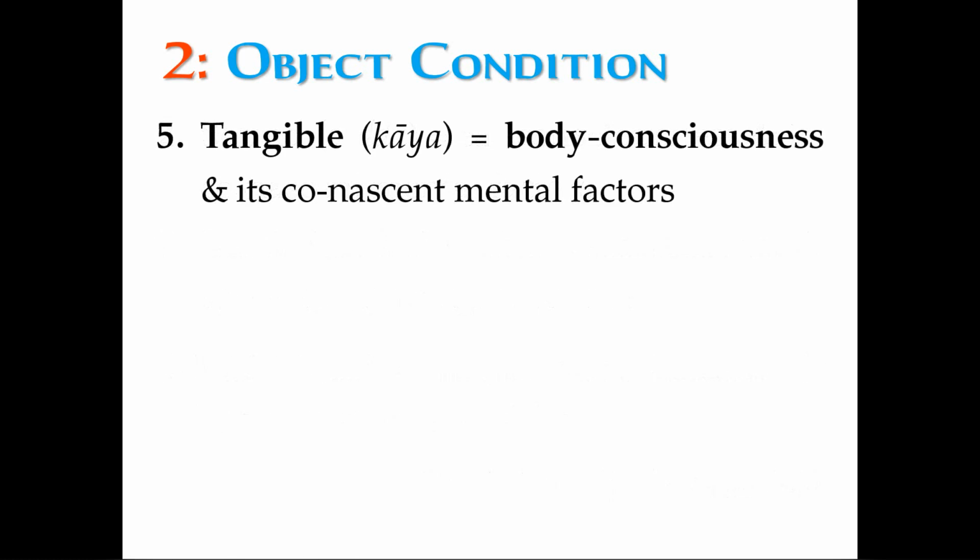Next one, tangible object. Tangible is the object of body consciousness and is connected mental factors. So tangible object is the cause. Because of that, body consciousness arises, and co-connected mental factors. So these are the effect. Cause and effect, right?